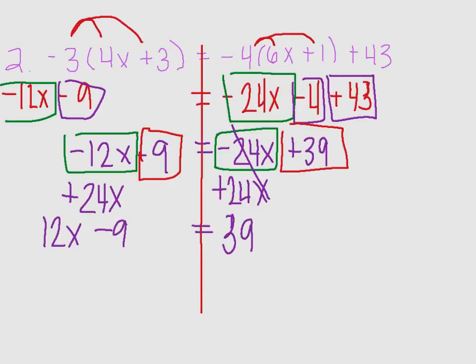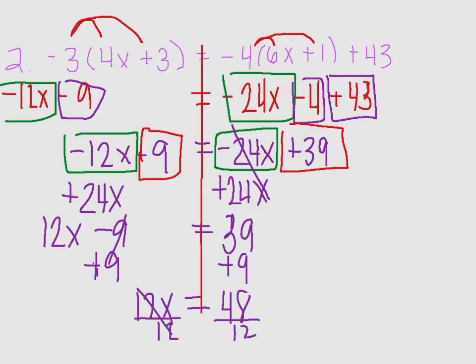Now it's a two-step equation. So I'm going to add 9 to both sides. My 9's will cancel, and I'm left with 12x equals 48. I need to get rid of that 12, so I divide both sides by 12, with x equals 4.